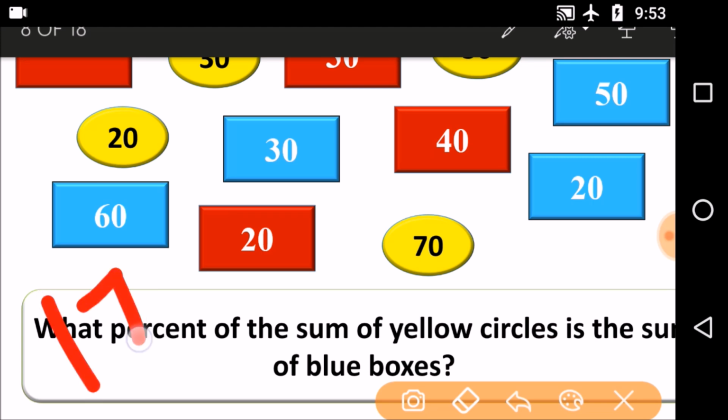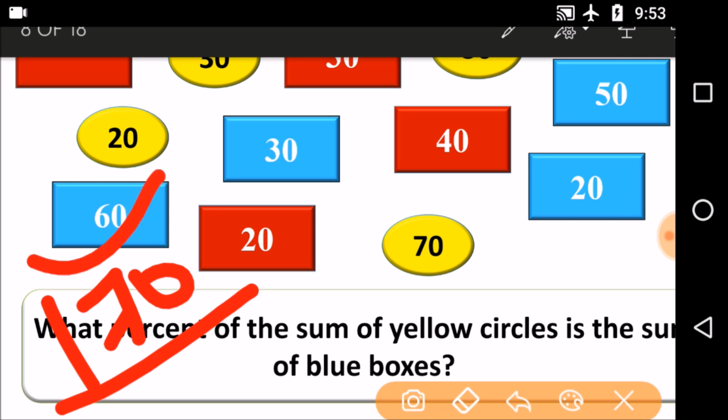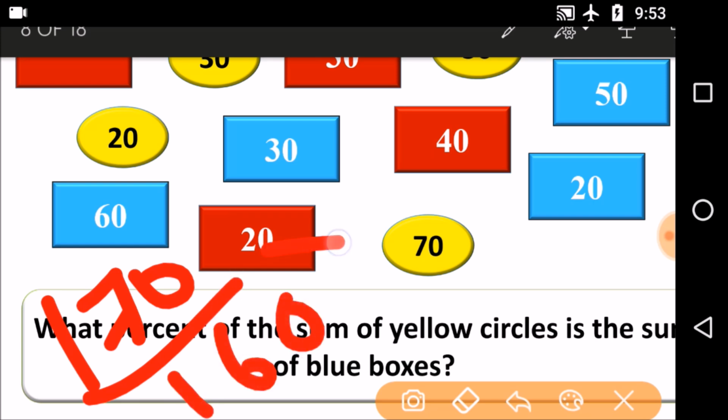So we got 170 as the numerator divided by the sum of blue circles. So blue circle is blue boxes. So 60 plus 30 is 90, 90 plus 50 is 140, plus 20. It is 160. So the answer is what? It is 170 divided by 160 into 100.